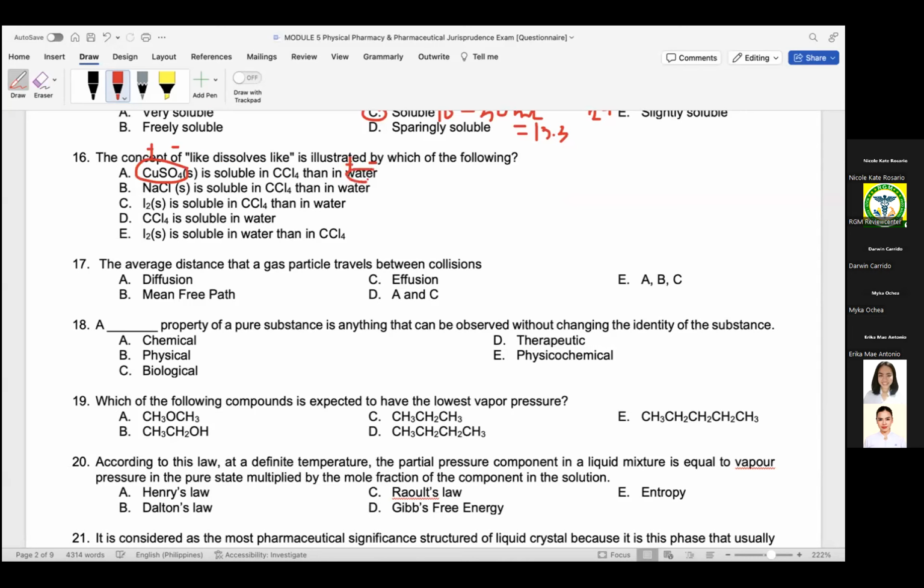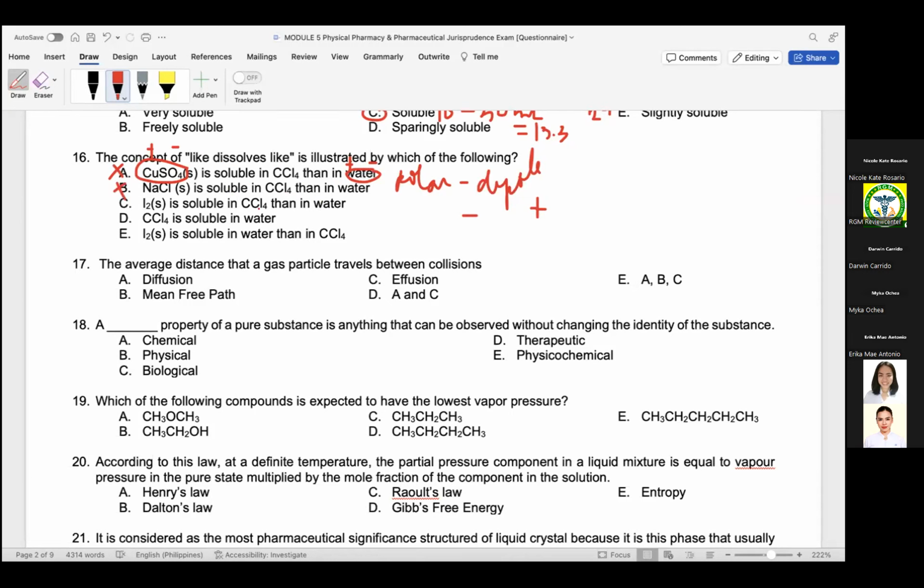So yung water mo, di ba, polar siya. And kapag polar, may dipole moment. Yung dipole moment na yan, may negative and positive. So, mas gustong mag-attract ng mga salt sa mga solvent na polar. So, this is wrong. Sodium chloride is soluble in carbon tetrachloride than in water. It's the same concept with letter A kasi ang sodium chloride is a salt.